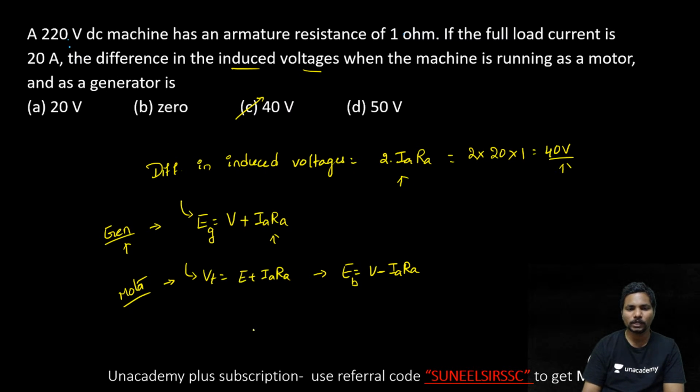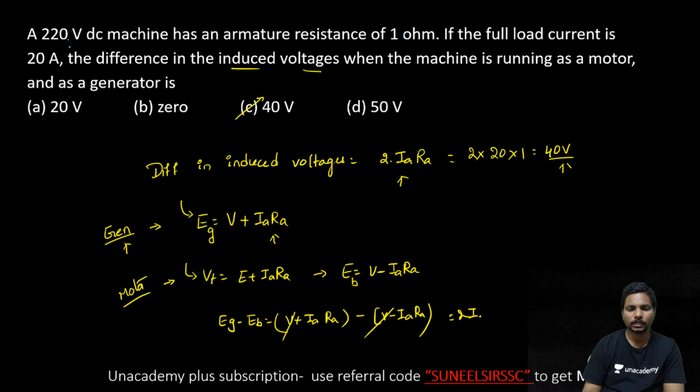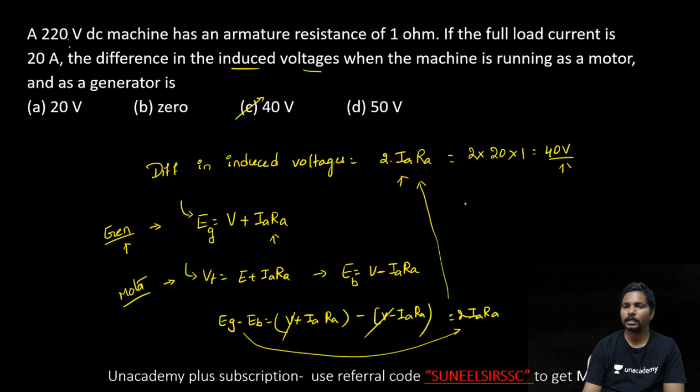The difference in induced voltage they are asking, that is EG minus EM, which is V plus IA RA minus V minus IA RA. So V cancels out and you are getting 2 into IA RA. So the difference in induced EMF is nothing but 2 into IA RA. That's why I have directly taken 2 into IA RA, that is 40 volts. So we can easily get the answer within 5 seconds. Very good. Coming to the next question.